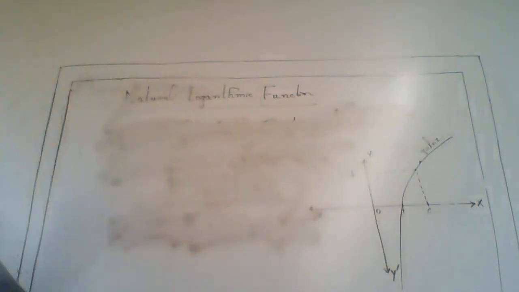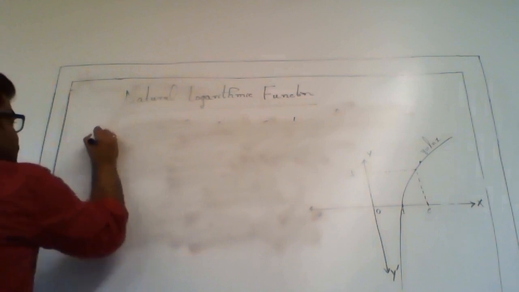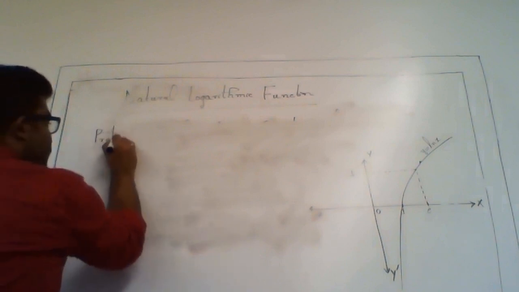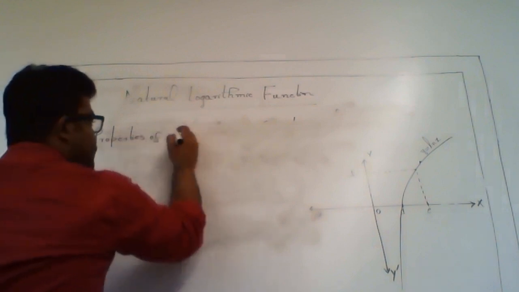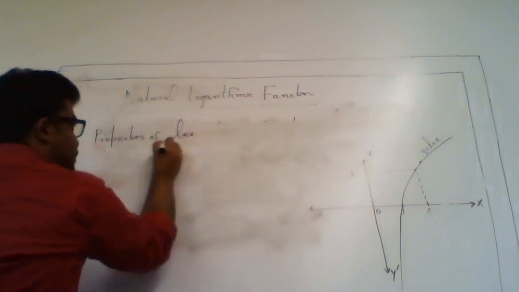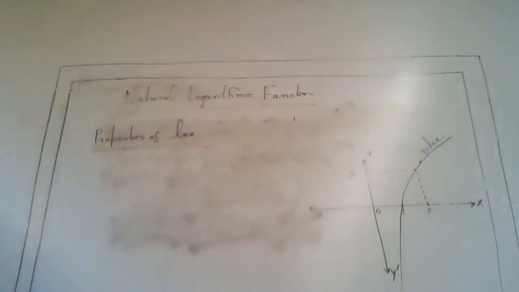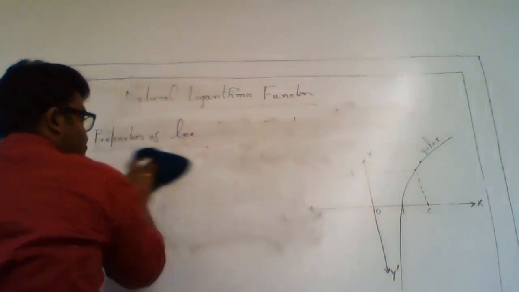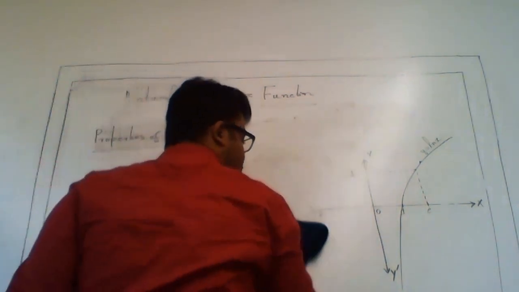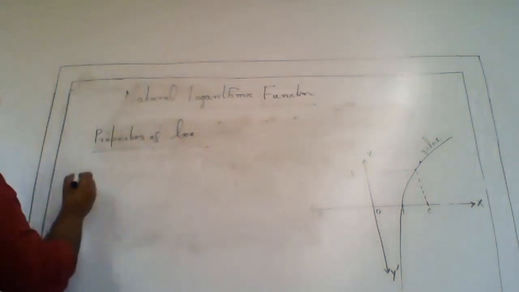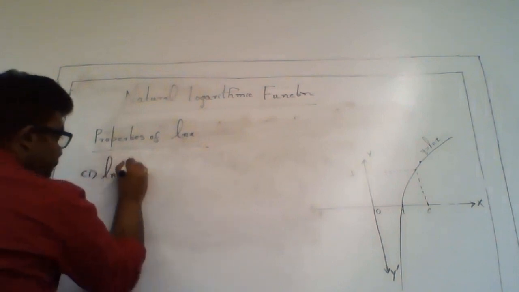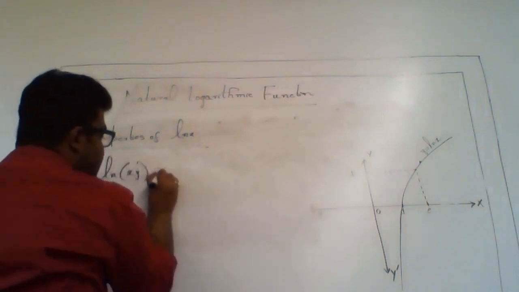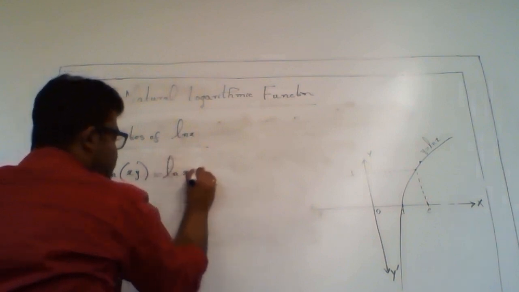So now let's study the properties of ln x. Okay. The first property of ln x is ln xy is equal to ln x plus ln y.